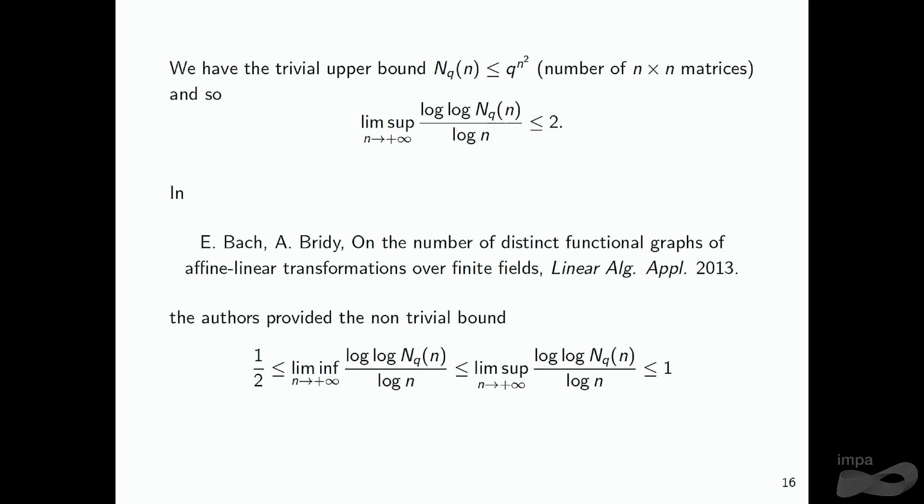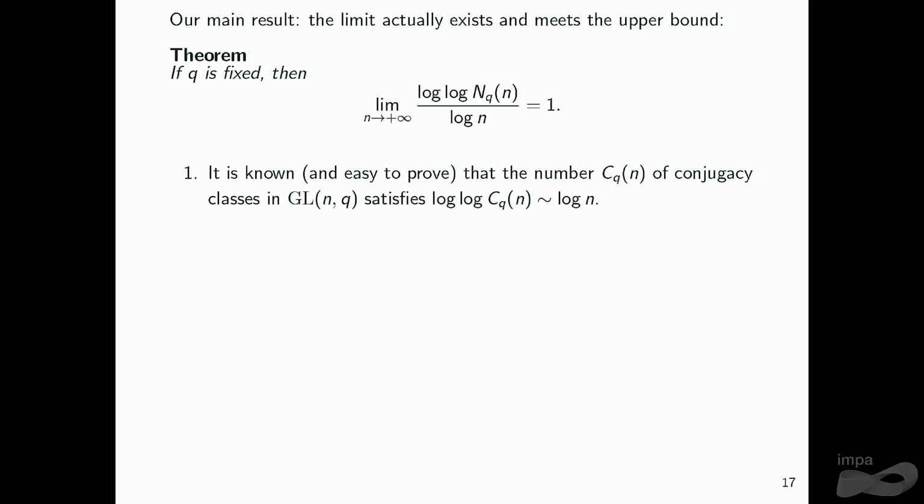So here is an improvement from 2013. Back in Brady, they proved that the lim inf is at least 1/2 and the lim sup is at most 1, right? And so basically, our result here is that the limit actually exists and it is equal to 1, right? So the lim inf was a bit far from the actual limit.